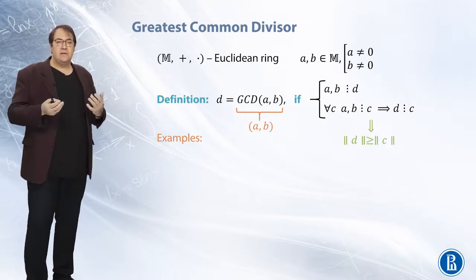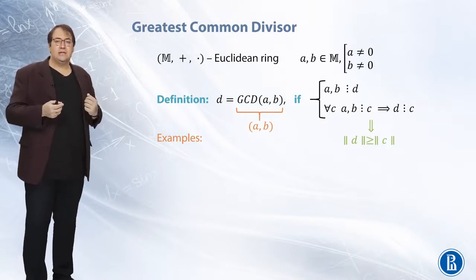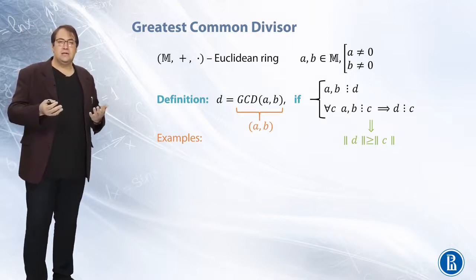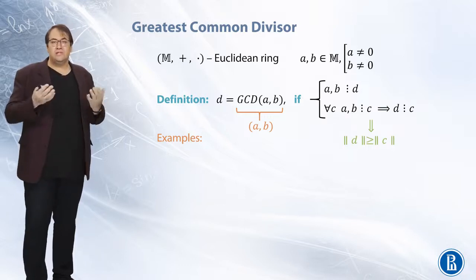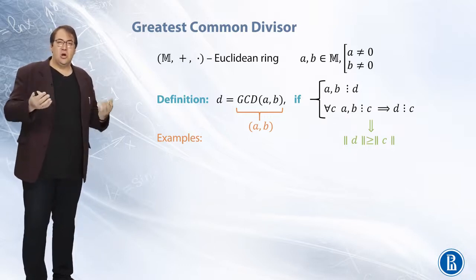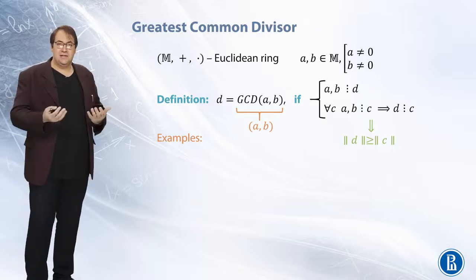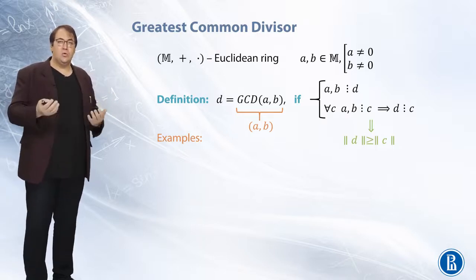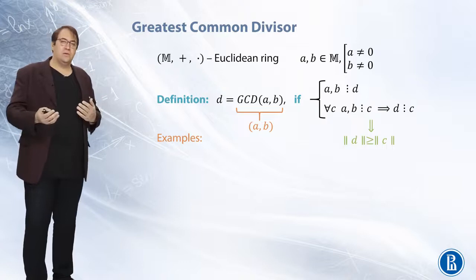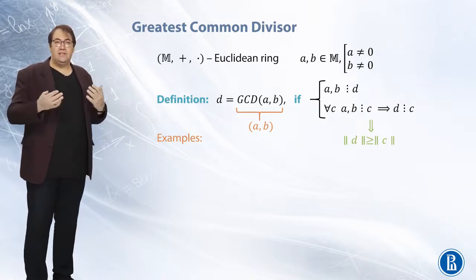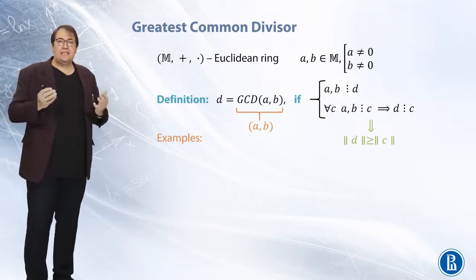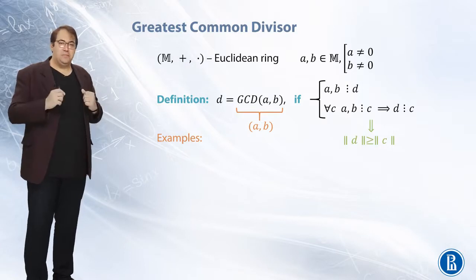Note that from the last condition it follows that the norm of D is indeed greater or equal than the norm of C. So this is why we call this common divisor the greatest. It is the greatest according to the norm and also according to the divisibility. Now let's consider several examples.